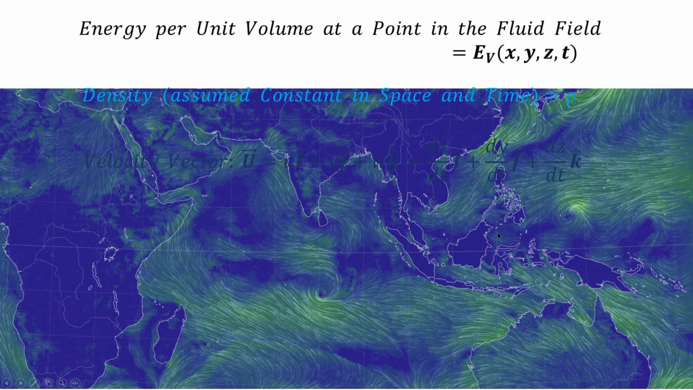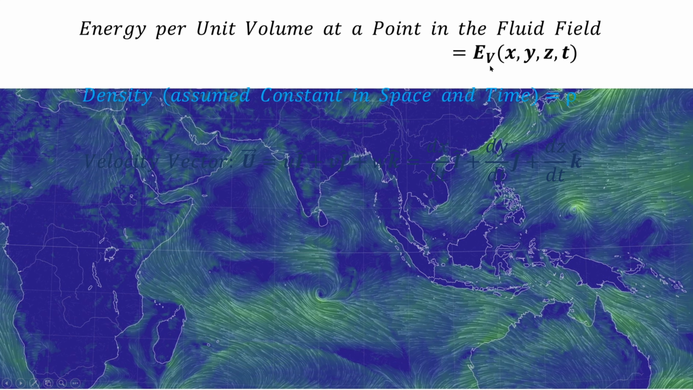Imagine we have a flow field or a fluid field, for example, like in this picture. This picture shows the streamlines of the wind flow pattern on the Earth's surface. At each latitude-longitude point on this picture, we can define a variable like the net energy per unit volume.